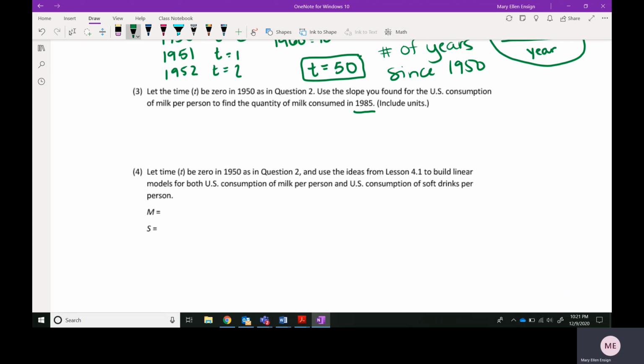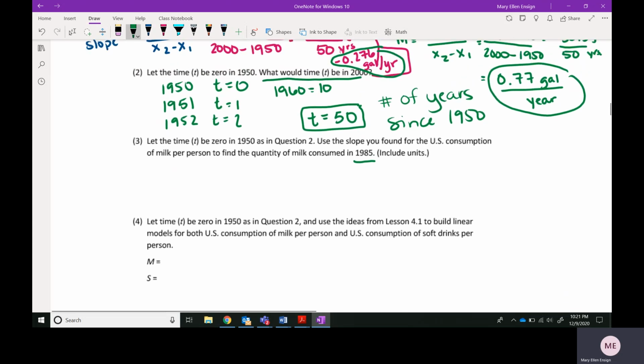All right, so let's go back for a minute here. Question 2, slope for milk. Our slope for milk, we said it's going down 0.276 gallons per year. All right, so how can we find what the quantity of milk is that's consumed in 1985? I want you to think about this for a second.